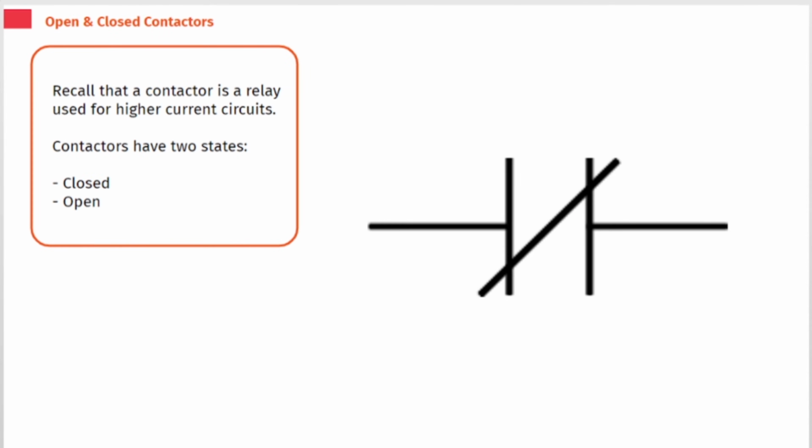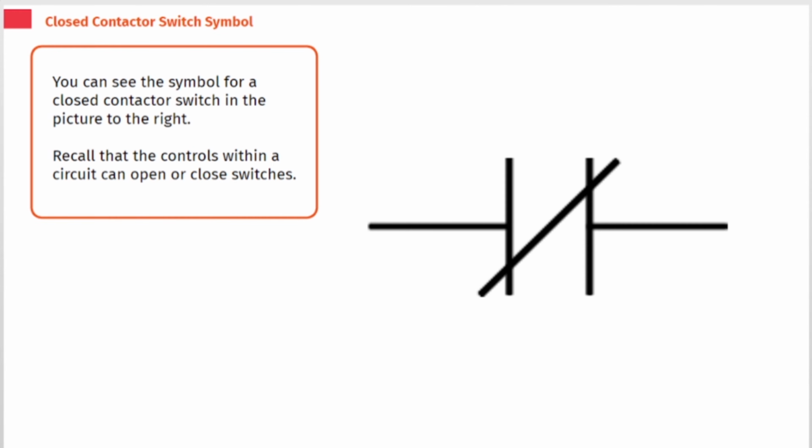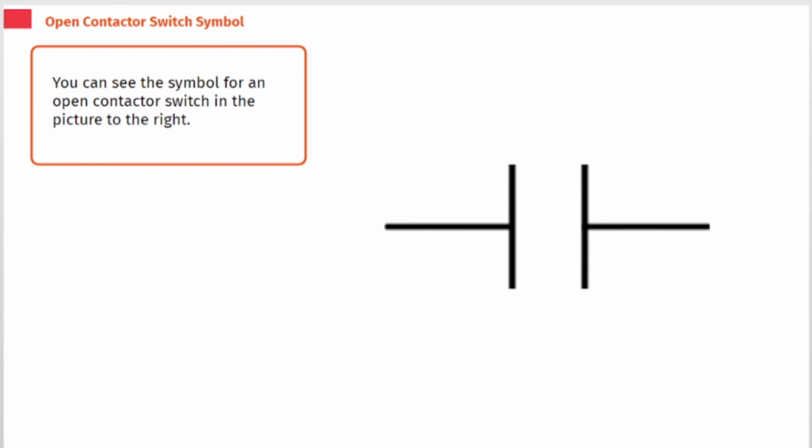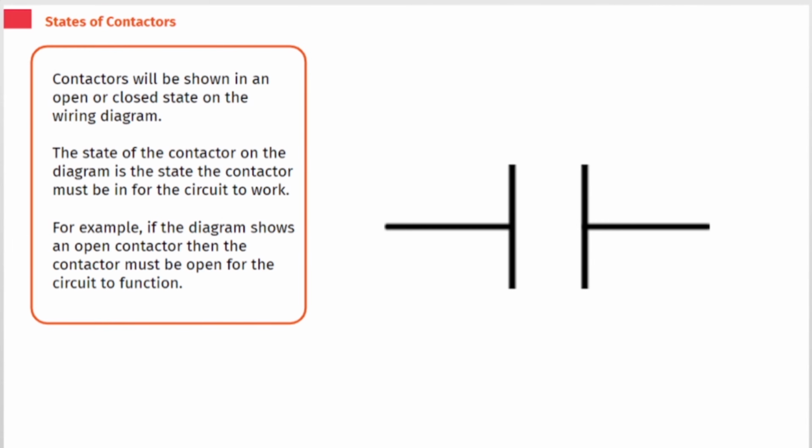Recall that a contactor is a relay used for higher current circuits. Contactors have two states: closed, open. You can see the symbol for a closed contactor switch in the picture to the right. Recall that the controls within a circuit can open or close switches. You can see the symbol for an open contactor switch in the picture to the right. Contactors will be shown in an open or closed state on the wiring diagram.